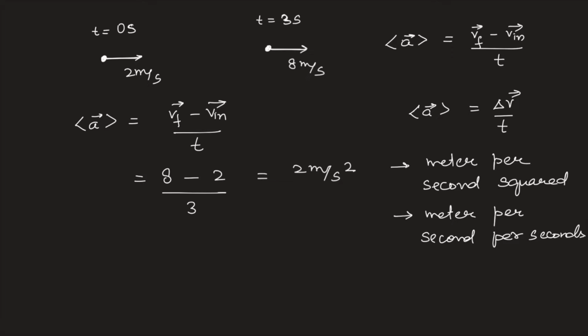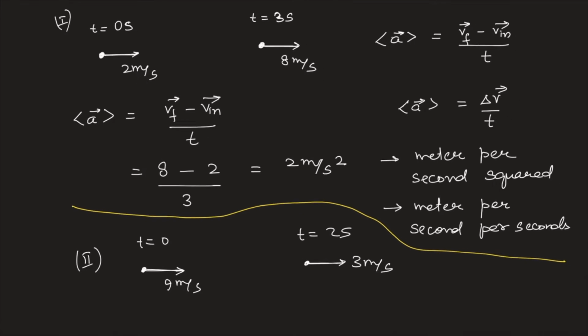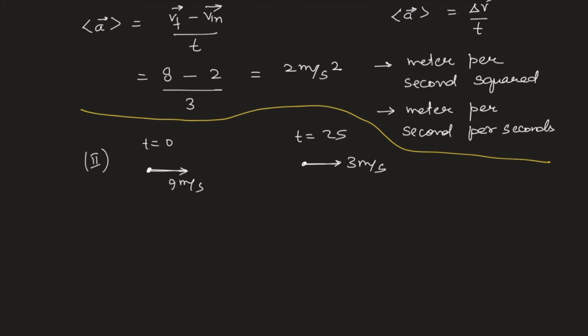Now in a second case, let me call this case 1. In a second case, the particle that I am discussing at t equals to 0 was moving at 9 meters per second, and at t equals to 2 seconds, the particle is moving with 3 meters per second. So this is a second case where we can see that the speed of the particle is actually decreasing.